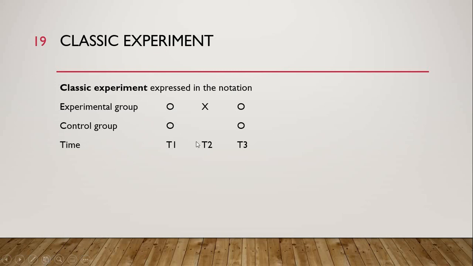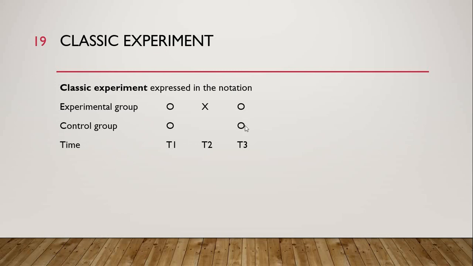Then at time 2, we actually administer the video. So our experimental group at time 2 gets to see the alcohol video. Our control group students don't see anything at time 2. Nothing happens to them. And then at time 3, we administer the questionnaire once again. So we administer the questionnaire across both groups, our experimental group and our control group.